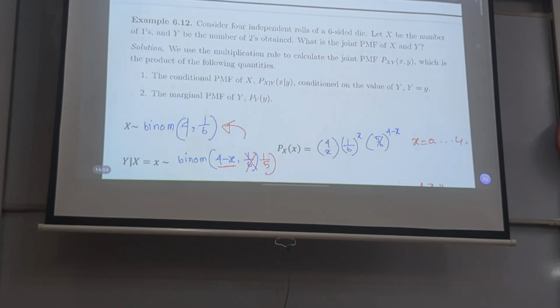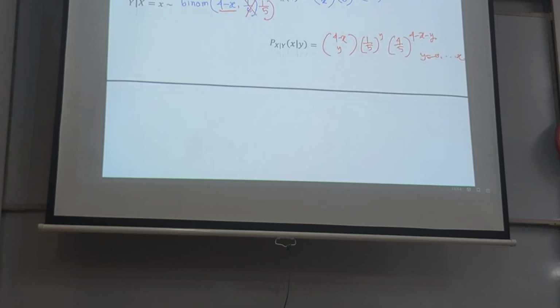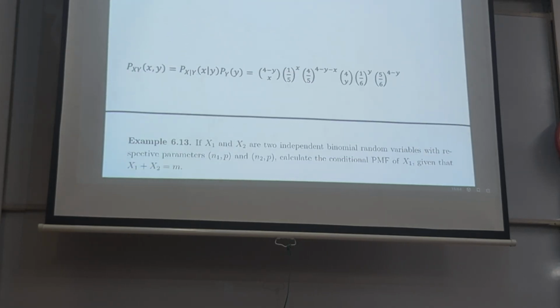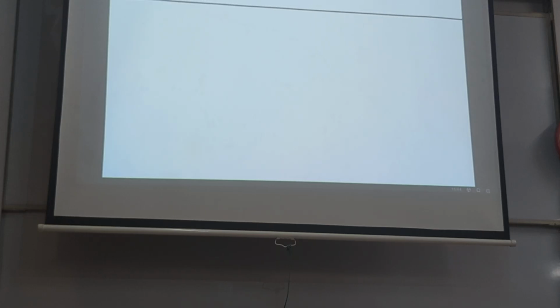Which formula are we using? This one. Then what is the joint PMF? The joint PMF is here: the conditional PMF multiplied by the marginal PMF. So I wrote it in the wrong way. So let us consider.